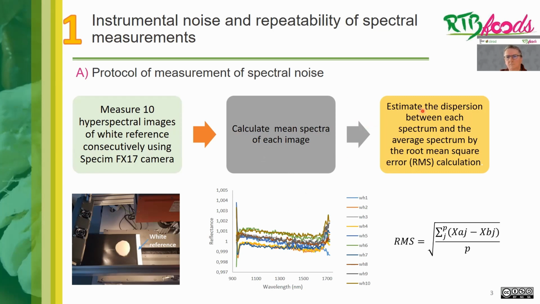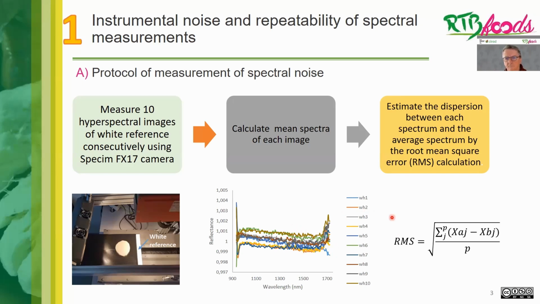From these spectra, we estimate the dispersion between each spectrum and the average spectrum by the root mean square error, RMS, calculation. The formula for the calculation of RMS is there. RMS is like a standard deviation, but for spectra and multivariate data. From this statistical parameter, we calculate the difference between each spectrum and the average spectrum of the 10 spectra.